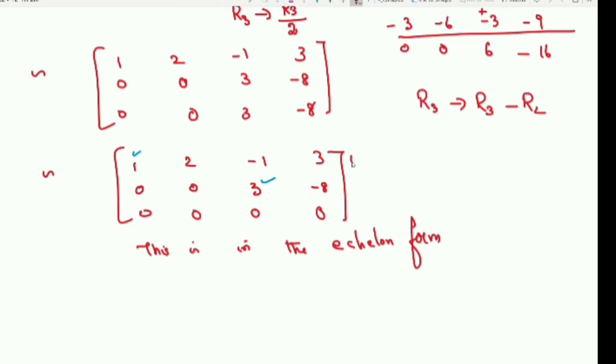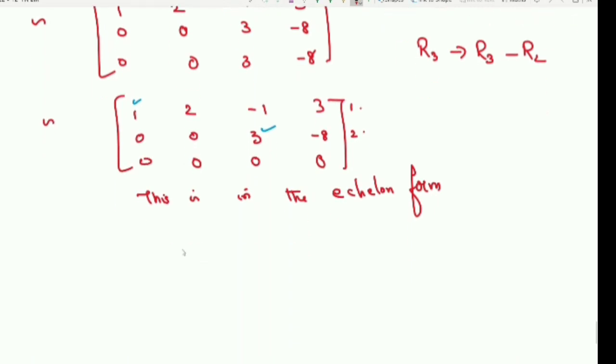Here also we have a non-zero. So how many non-zero rows are there? There are 2 non-zero rows, right? This is a non-zero row. This is a non-zero row. What do you mean by a non-zero row? At least if there is one non-zero element. So there are 2 non-zero rows. So rank of A is 2. Count the number of non-zero rows. That will give you the rank.